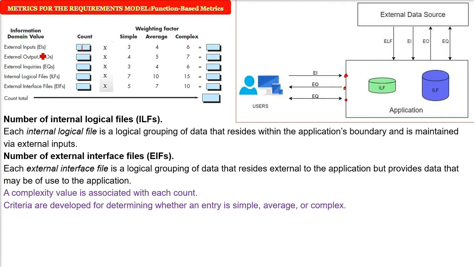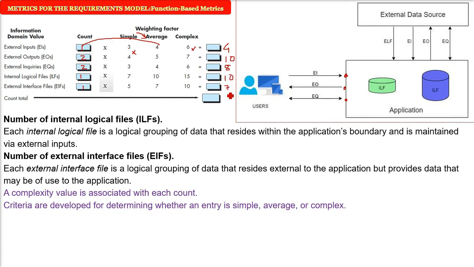Say external inputs, EIs, are 1, EOs are 2, EQs are 2, ILFs 1, EIFs 1. So now this is the first column. Now you say I have to compute my function points as simple or average or complex. So if you want to compute it as average, you don't have to worry about the first and third row. So 4 into 1, 2 into 5, 2 into 4. I am multiplying the first with the average row. Then 1 into 7 is 7.